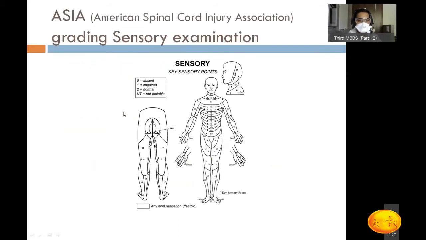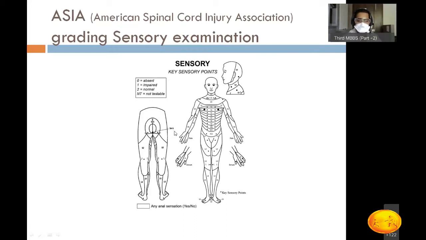How do we do it? There is a grading called the American Spinal Cord Injury Association grading, ASIA grading, in which they have defined key sensory points right from C2 to S5. C2 is at the level of the neck, and S4, S5 is the perianal region. They have graded it 0 absent sensation, 1 impaired sensation, 2 normal sensation, and 3 not testable. So it is graded from 0 to 2, from C2 to S5.